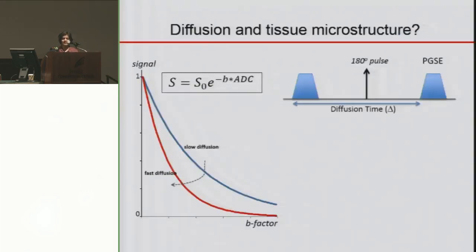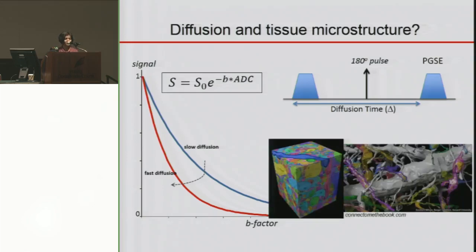So this is the very standard Stejskal-Tanner sequence for diffusion using pulse gradients. And if you use the simplest Gaussian model of diffusion, we can fit the signal exponentially with the b-value. And from this, we can calculate the ADC, or the apparent diffusion coefficient of water.